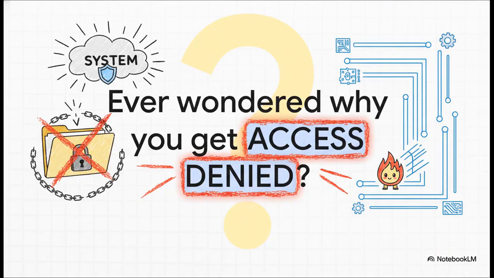You know the feeling. We have all been there. You desperately need a file, you click on it, and bam! The computer just shouts at you, "Access denied." It is so frustrating, right? But what if I told you that message isn't a mistake? What if it's actually a sign that a hidden, super smart system is working perfectly?